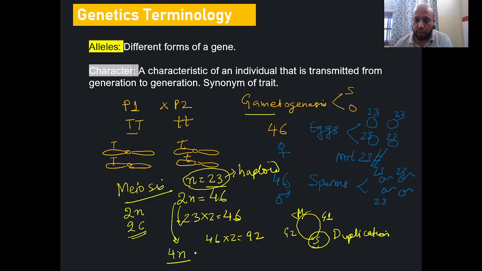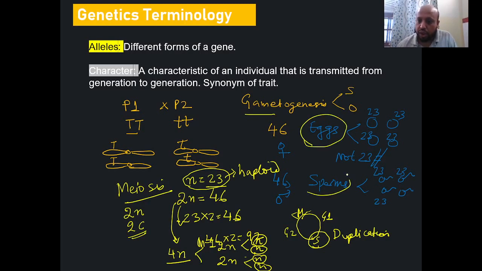After this 4n, in the first division of meiosis, which is also called the reductive division, it will be equally divided into 2n, and from these 2n they will be made into n, that is the haploid set, and similarly this is also made into a haploid set, the n numbers. This is how the gametogenesis process works, and these sperms or eggs, which harbor half the number of chromosomes, are called gametes.